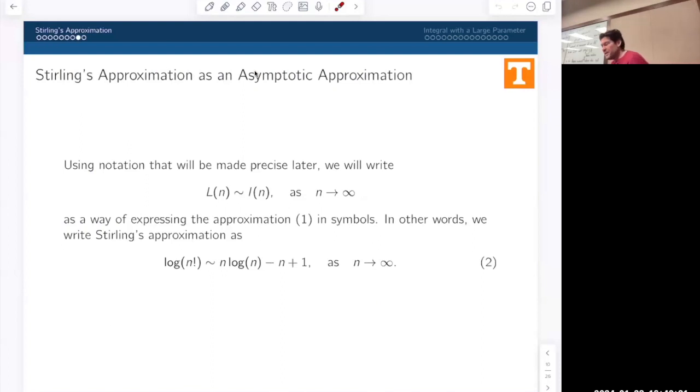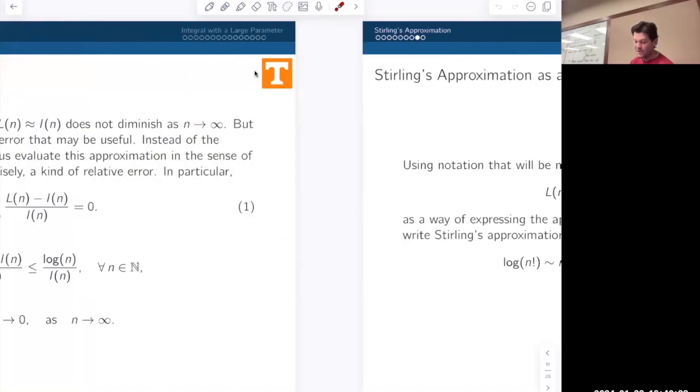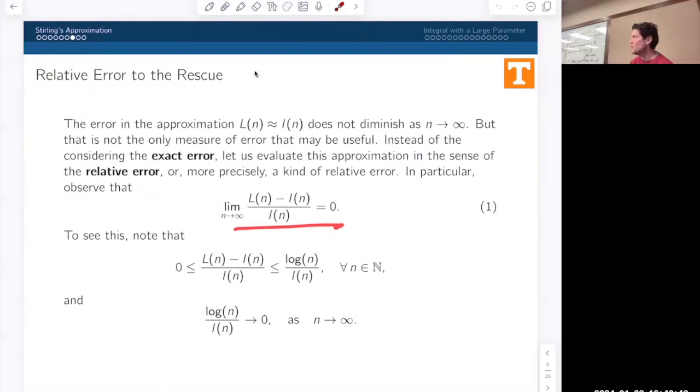So the notation that we're going to use whenever we perform or achieve an approximation like this is to say that ln is approximated by in, or is asymptotically approximated by in. And that exactly means in symbols, or this describes in symbols what we just said in this expression one, that this relative error goes to zero as n goes to infinity.